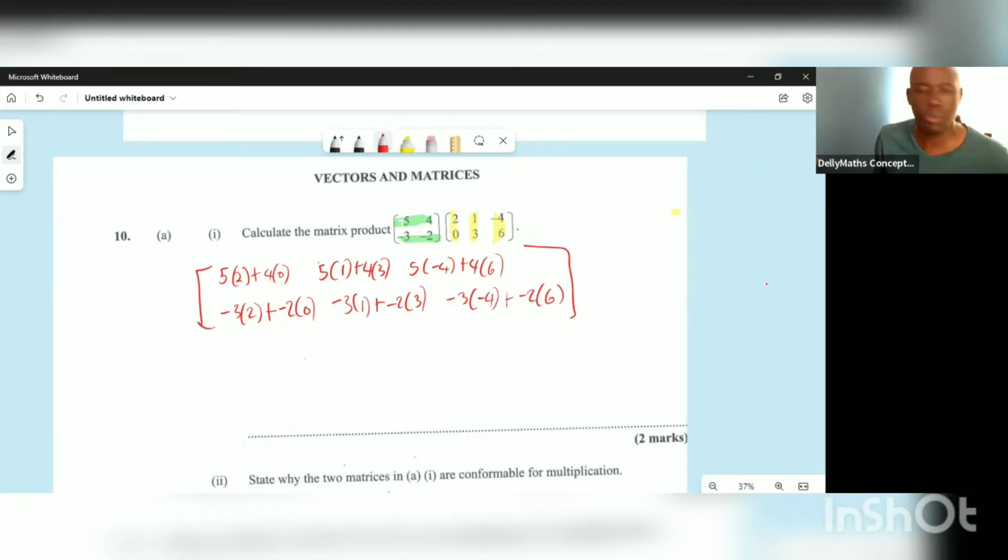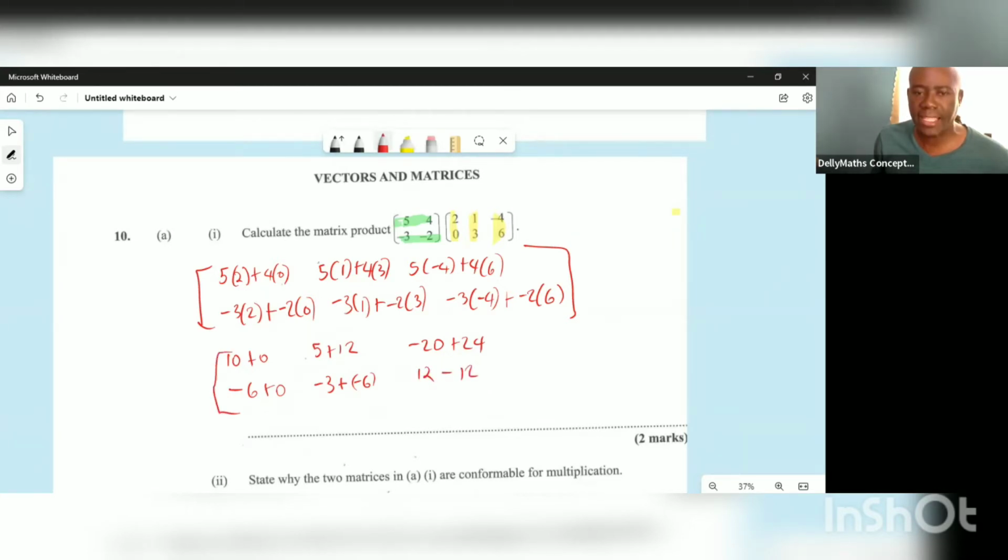What we need to do now is just to put those together. So in putting those together, this is what I'm getting. 5 times 2 is 10. So I'm having 10 plus 0. Then I'm having 5 plus 12. Then I'm having -20 plus 24. Then I'm having -6 plus 0, then -3 plus -6, and this is +12. So I'm seeing +12 minus 12.